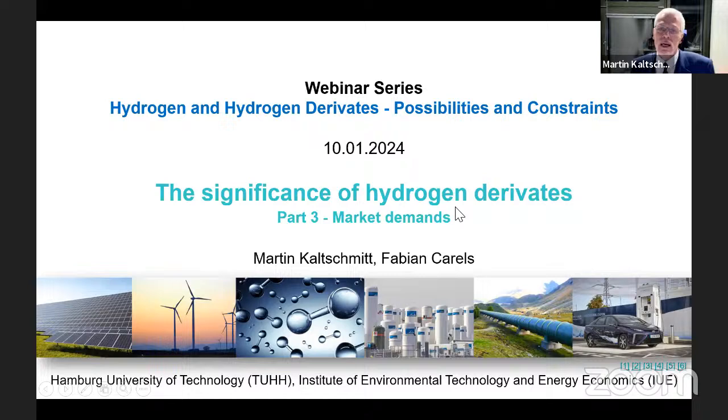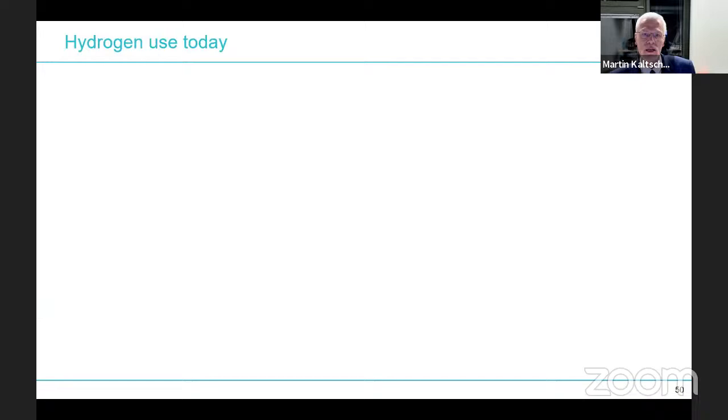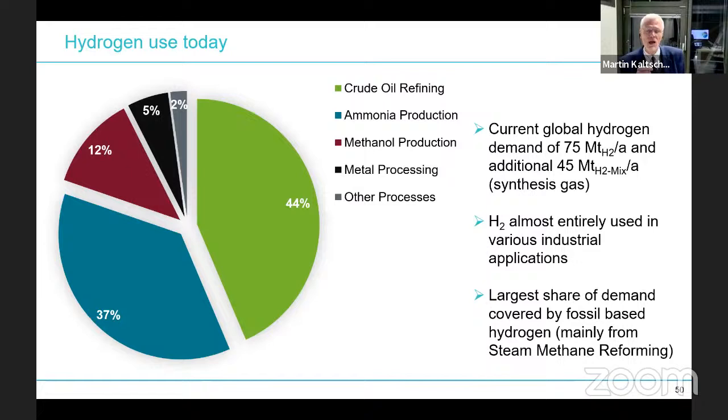And as we have learned from Fabian Karls, it's very clear that such a provision chain for hydrogen or hydrogen derivatives will also be very much defined and motivated by the demand. And therefore, let's have a look at where we use hydrogen today in our global industrial society. There you can see that for oil refining, or crude oil refining, about 44% of the global hydrogen use is used, and another 37% is used for ammonia production, and 12% is used for methanol production.